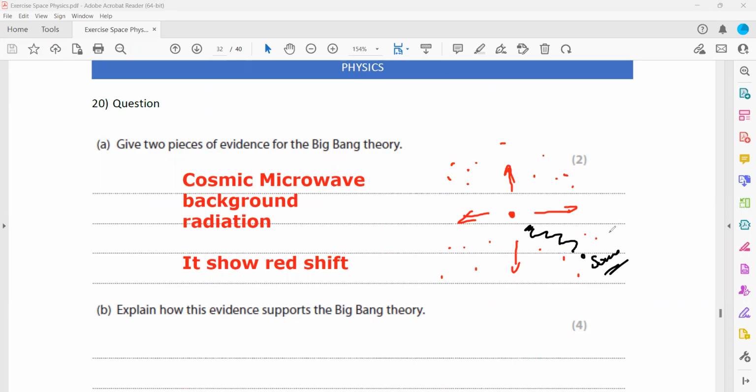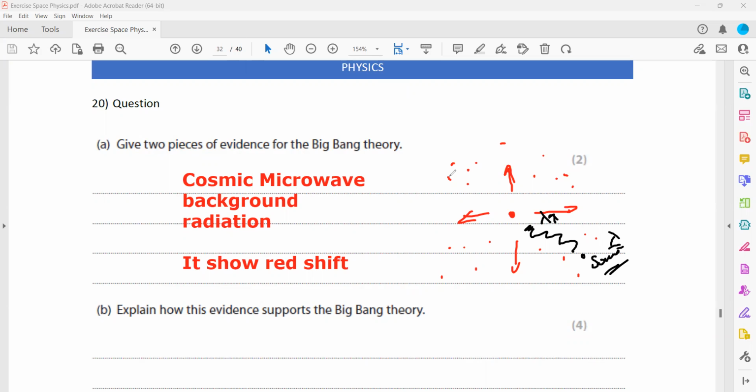So what is emitted from the source and what we receive has a longer wavelength compared to what was emitted from the source. This gives an idea that it all started with a big bang, and this is what the Big Bang theory is, that it all started with a point of singularity.